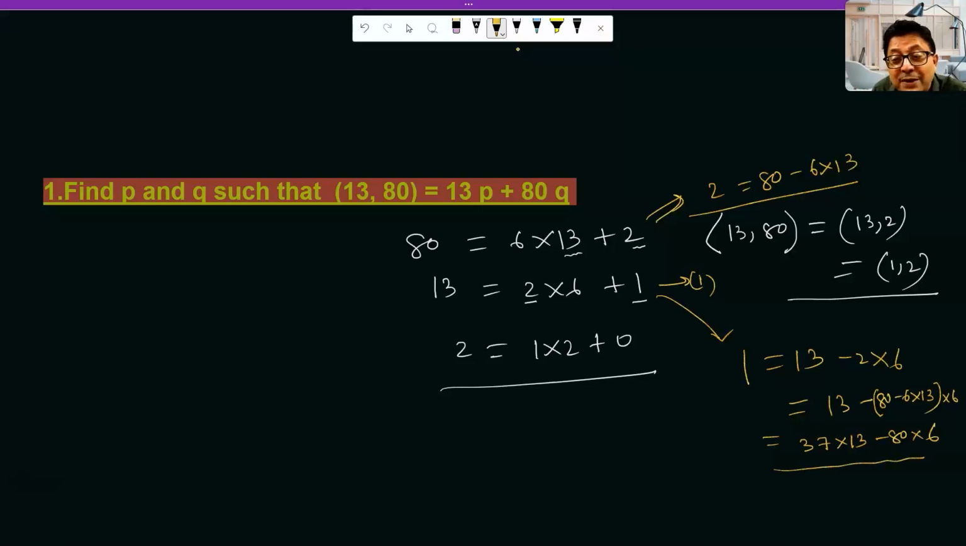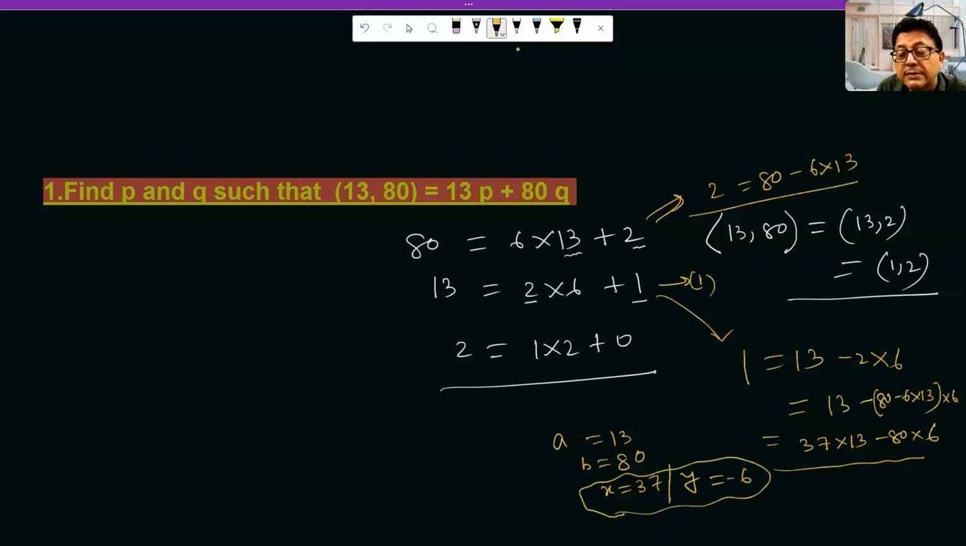So ax plus by again. What is the value of a over there? A was 13 and b was 80. So what is x over there? X is 37 and y is minus 6. Clear? So you have understood?